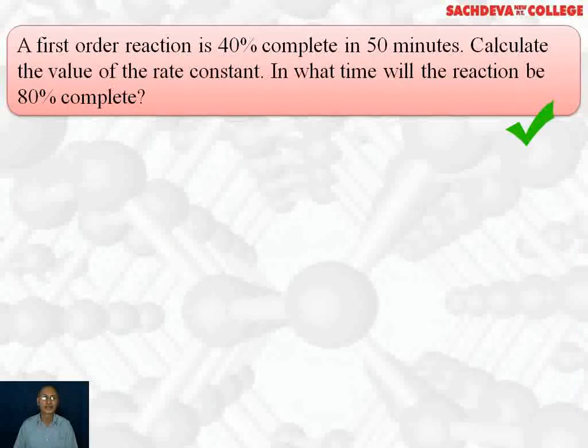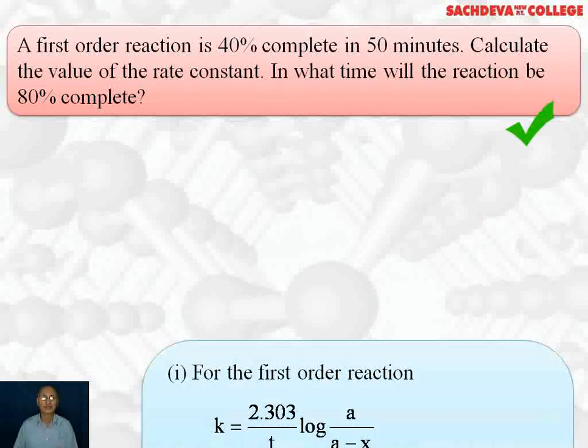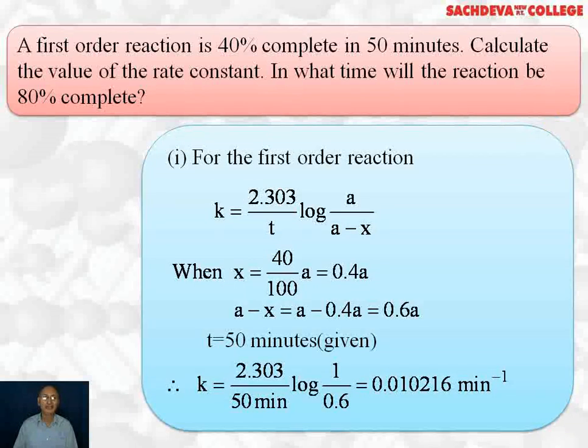Next question, a first order reaction is 40% complete in 50 minutes. Calculate the value of rate constant and also calculate the time in which the reaction will be 80% complete. For this first order reaction, expression is K is equal to 2.303 divided by T log of A divided by A minus X. 40% complete means X is equal to 40 by 100 A, that is 0.4A. A minus X will be equal to A minus 0.4A, which comes out to be 0.6A. T is given to be 50 minutes.